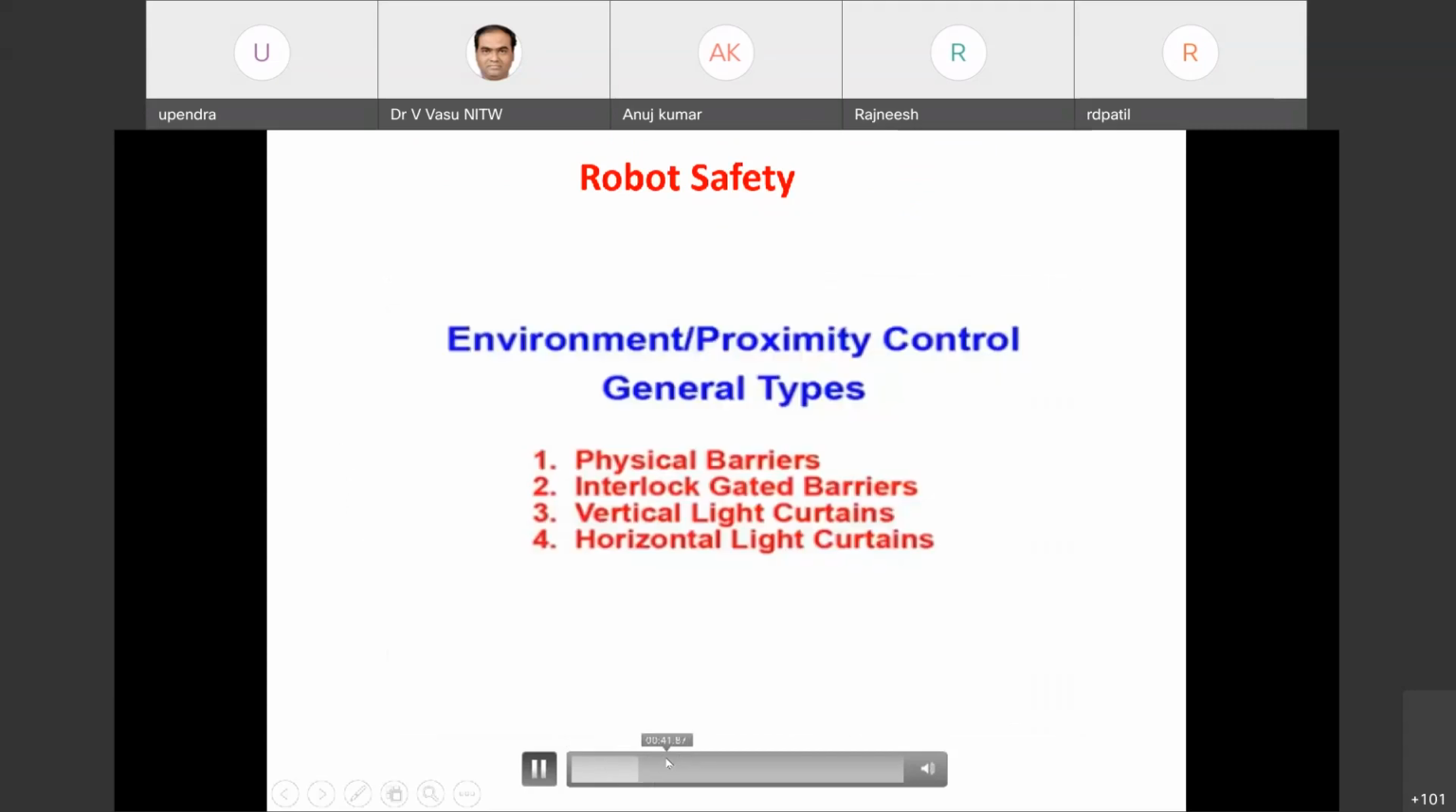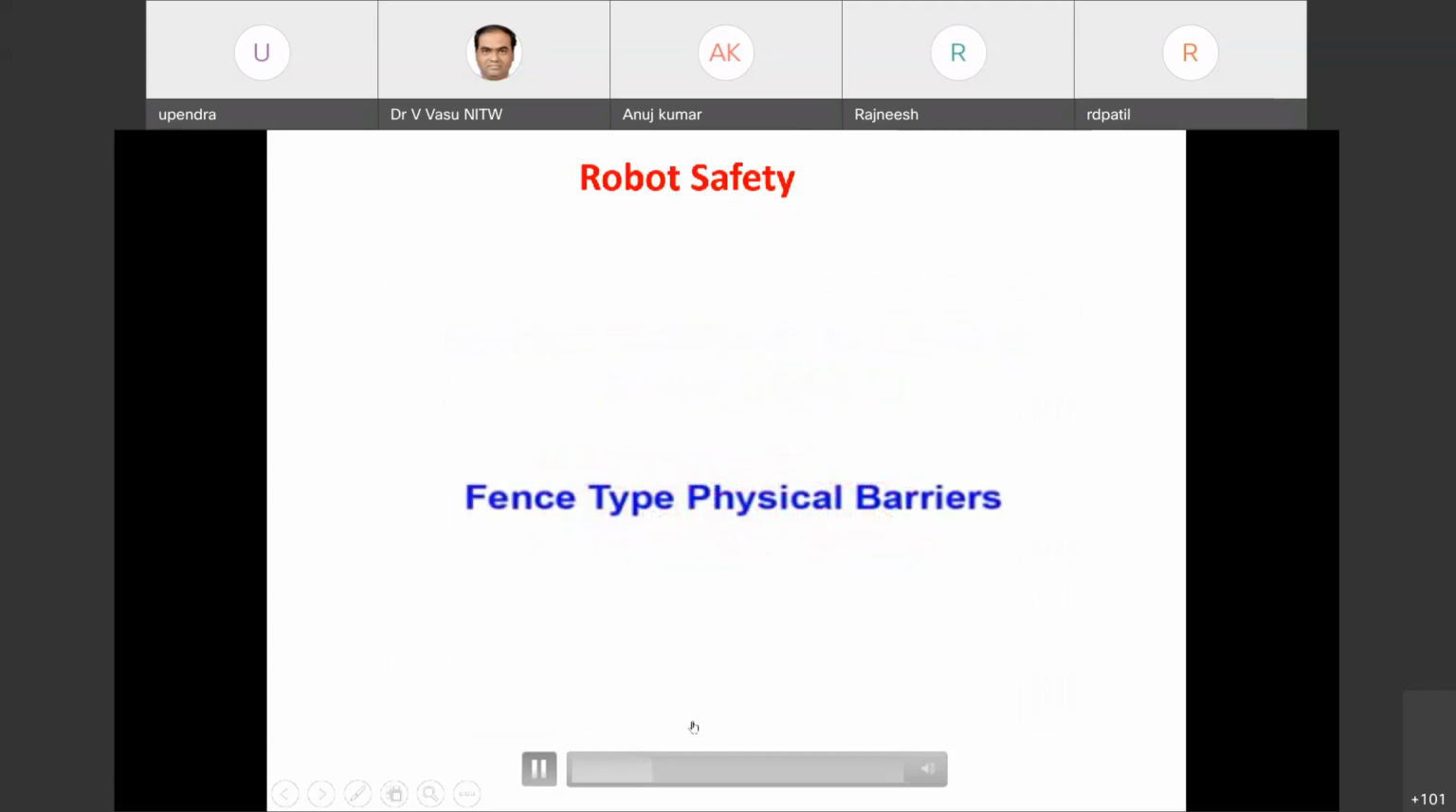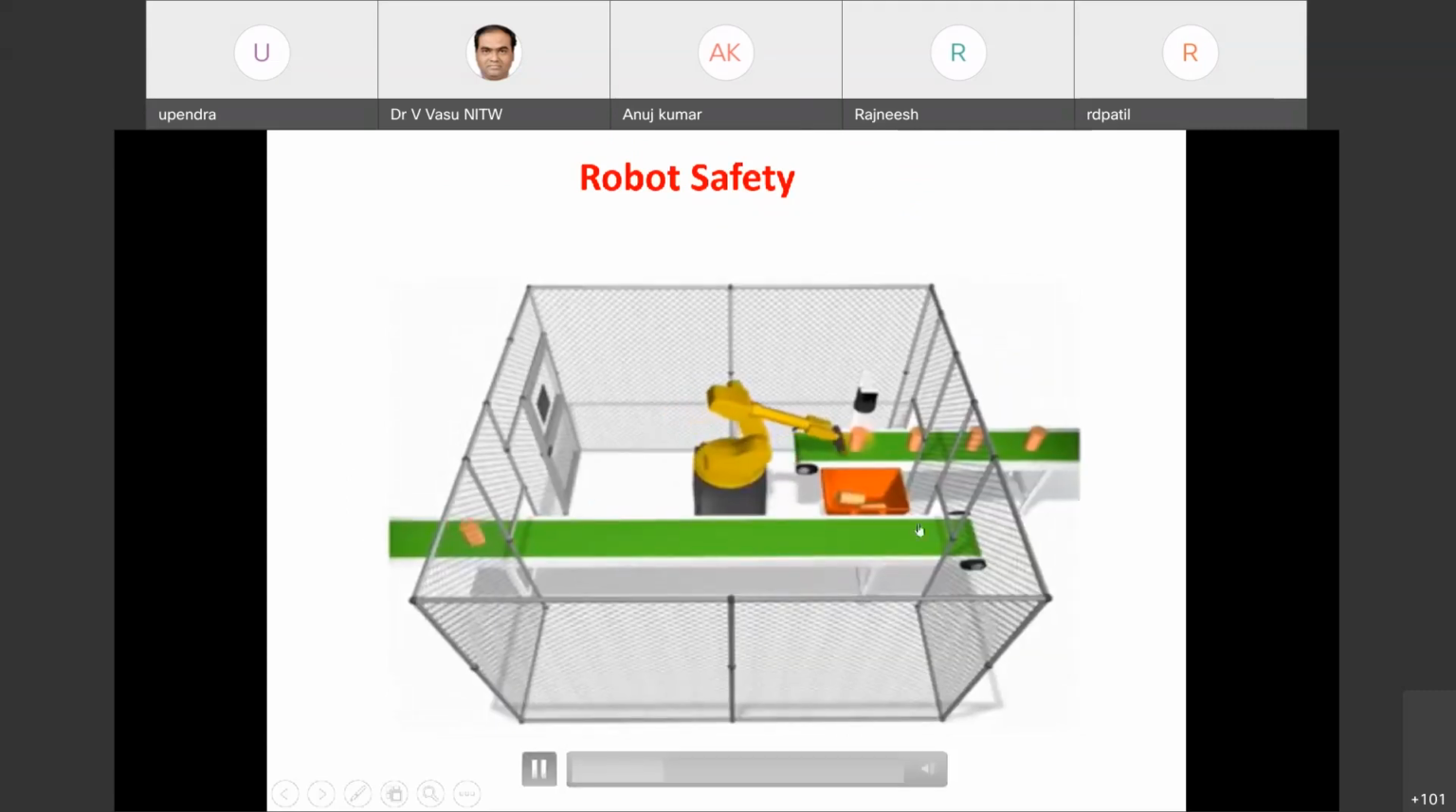Okay, so in that case, we are going to have different types of environmental proximity controls. One is the fence type. The advantage of a fence type barrier is that it is capable of stopping a workpiece which might be ejected by the robot's gripper while in motion. In a fencing, the barrier should be high enough to prevent a worker climbing over it.